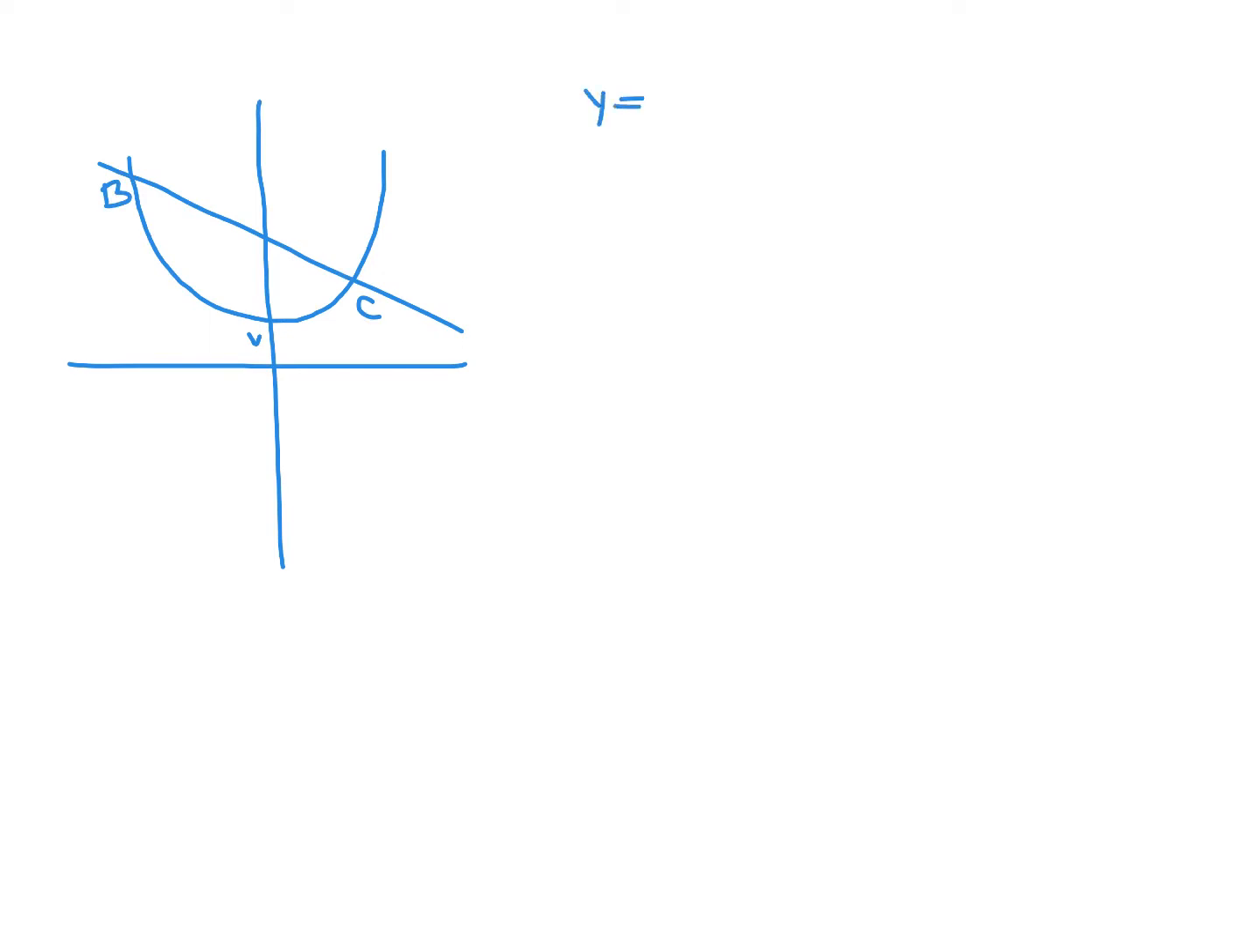First, the equation of the parabola is y equals ax squared plus 2. So let's label those main points, V, B, and C. Well, V is going to be on the y-axis, so set x equal to 0. When x is 0, y is 2. So that means the coordinates for V are (0, 2). That's the easiest one.